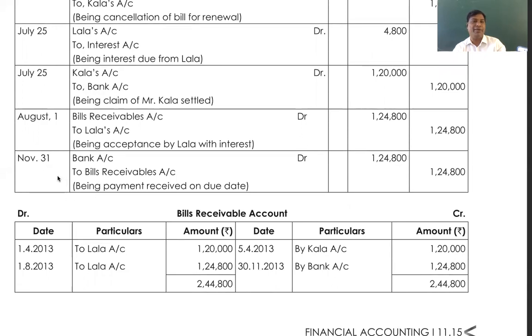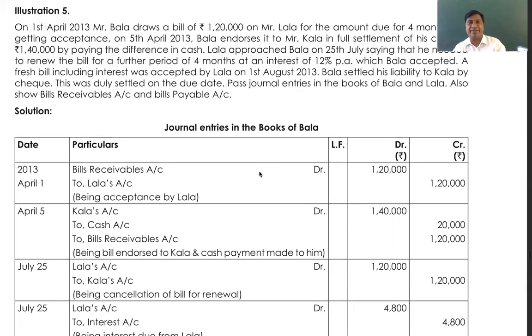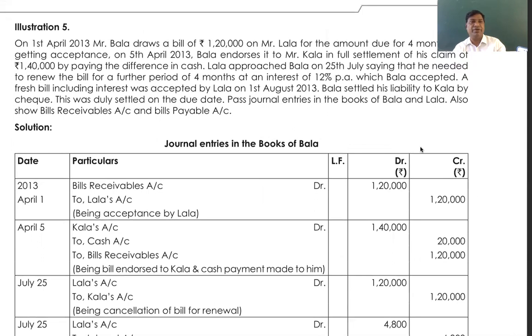Then on November 30th, bank account debit 1,24,800 to bill receivable account, being payment received on the due date. That's what is given here. Also, Bala settled his liability to Kala by check, and this was duly settled on the due date.